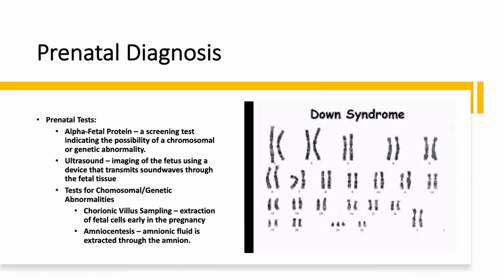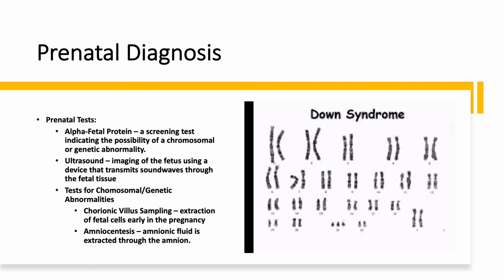Here we can see an abnormality that's the result of an abnormal chromosomal karyotype. So when they make a prenatal diagnosis, one of the most common ones is Down syndrome. And Down syndrome is called Trisomy 21 because you have an extra chromosome on the 21st pair.